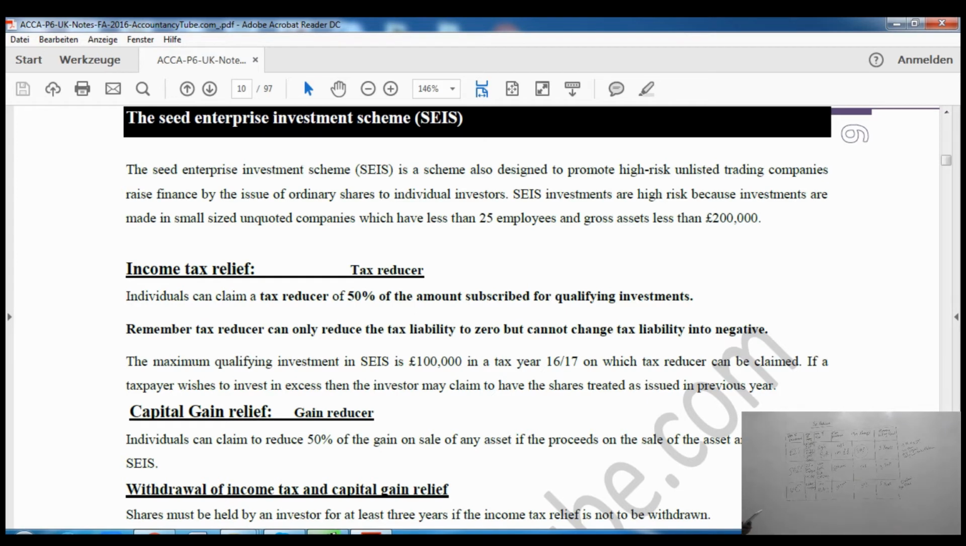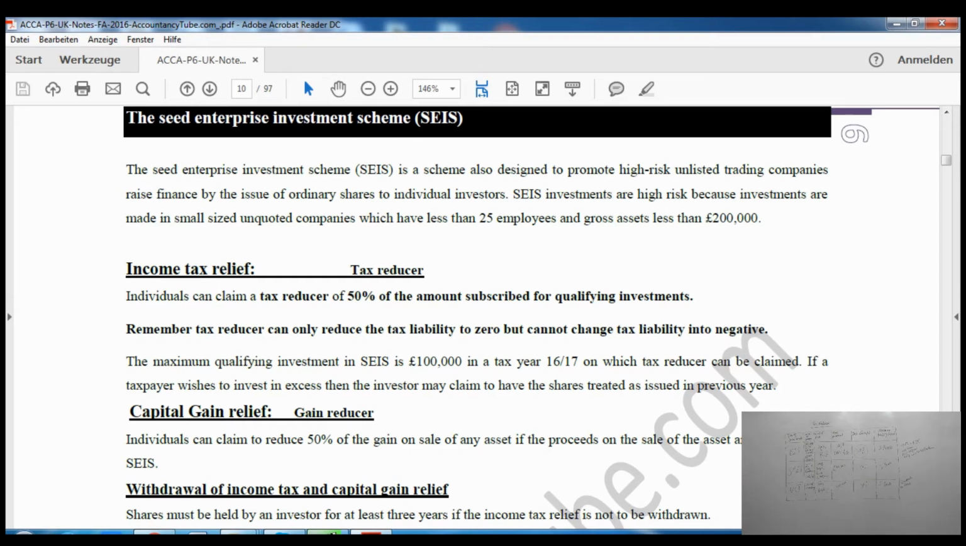Alright, now let's move to the next one, which is the Seed Enterprise Investment Scheme. Now it is also an unlisted company, and it is a high risk company. Alright, and SEIS investments are high risk because investments are made in small sized unquoted companies which have less than 25 employees and gross assets of £200,000.